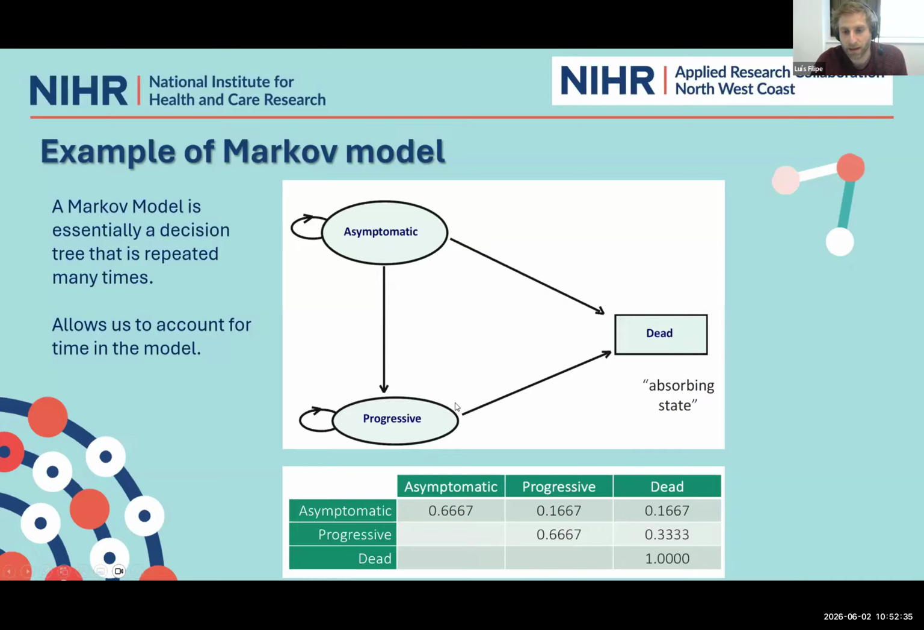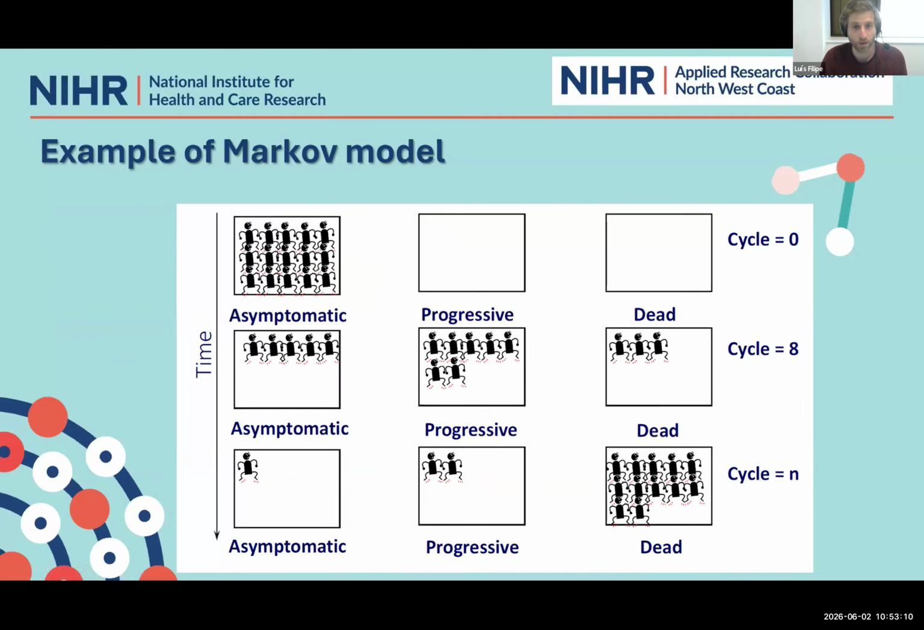And there is also a 16.6% probability of going from asymptomatic to a dead state. Then if you are in progressive already, you have a 66.6% chance of staying in the progressive state and a 33.3% chance of going from progressive to a dead state. And of course, in the dead state, people have a 100% probability of staying dead unless they are Jesus Christ or something like that. So let's see how this works in terms of the model.